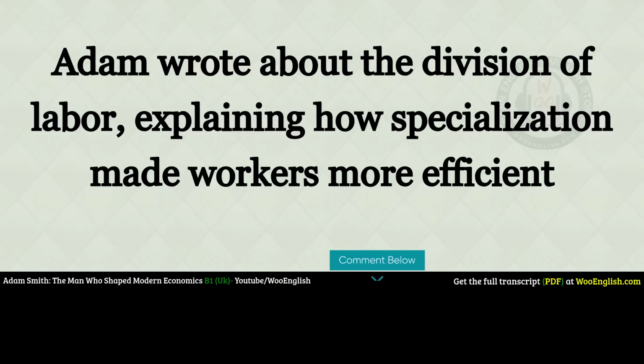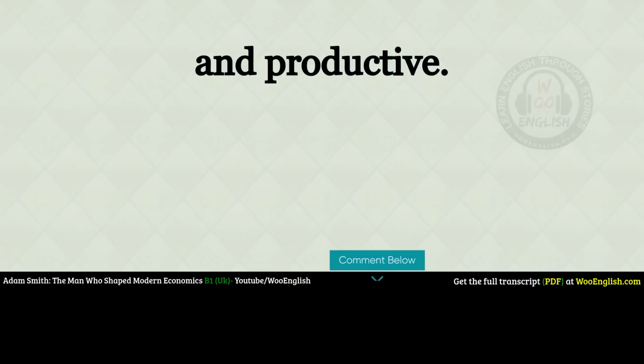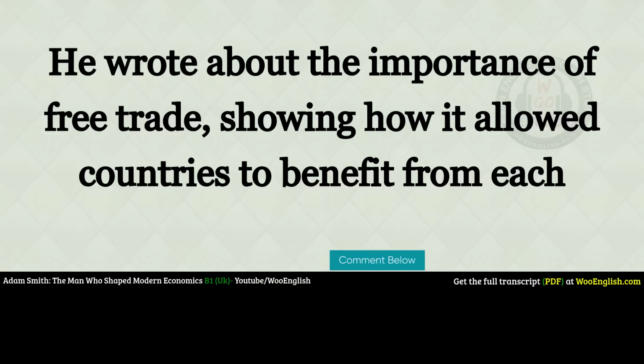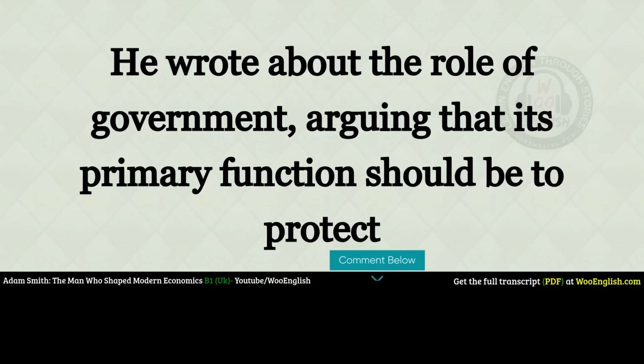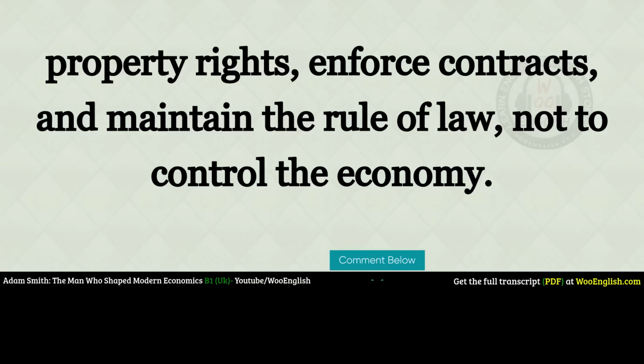Adam wrote about the division of labor, explaining how specialization made workers more efficient and productive. He wrote about the importance of free trade, showing how it allowed countries to benefit from each other's strengths. He wrote about the role of government, arguing that its primary function should be to protect property rights, enforce contracts, and maintain the rule of law, not to control the economy.